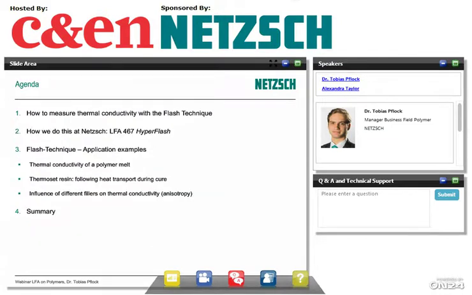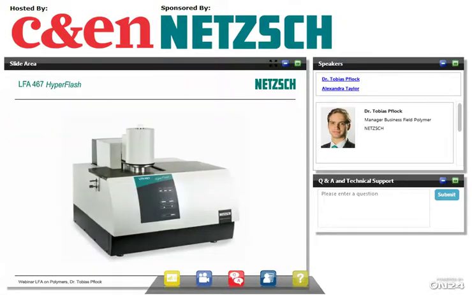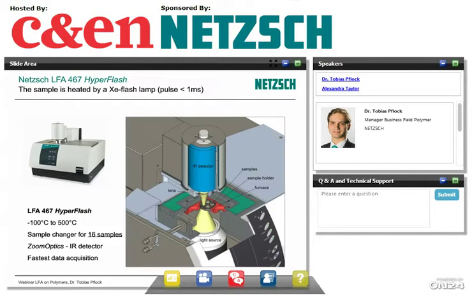So let's get back to our agenda, and I shortly want to show you what kind of device we have here at Netsch, and that is the LFA 467 HyperFlash. Well, this is what it looks like. It's just obviously a box, so all the flash apparatus and the detector is inside. We take a look inside, and we have one picture where this is open.